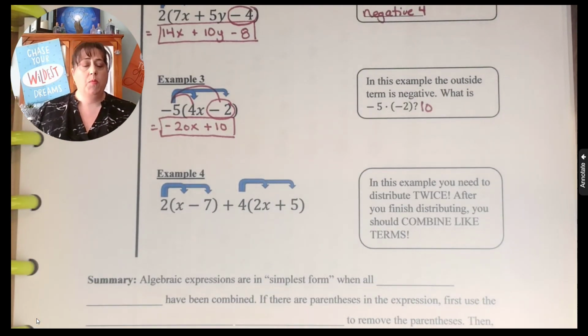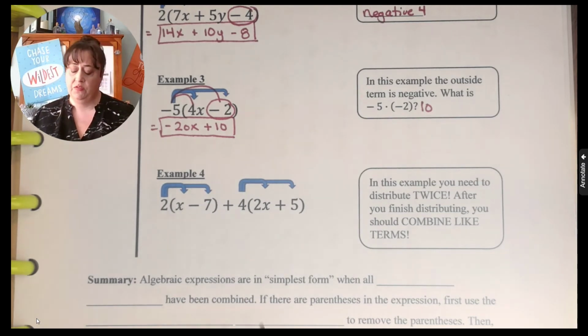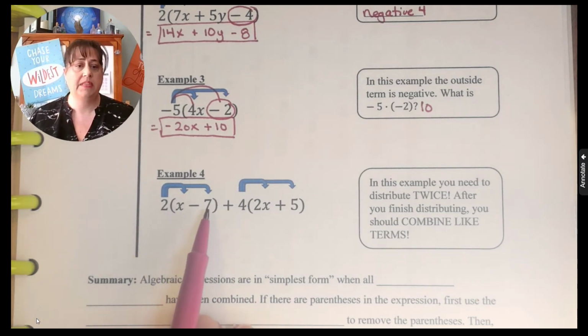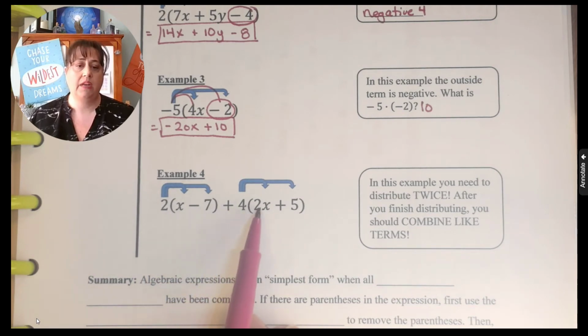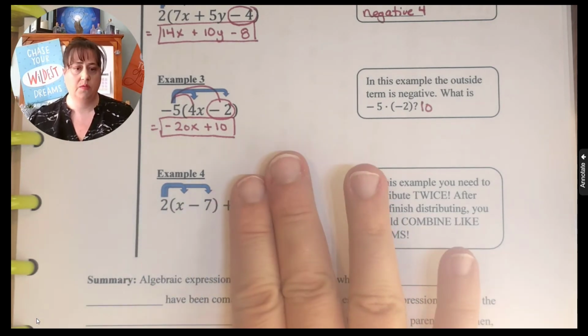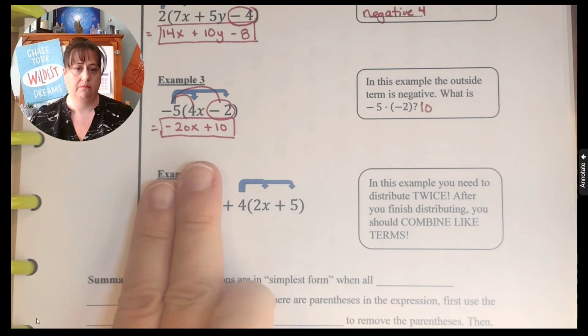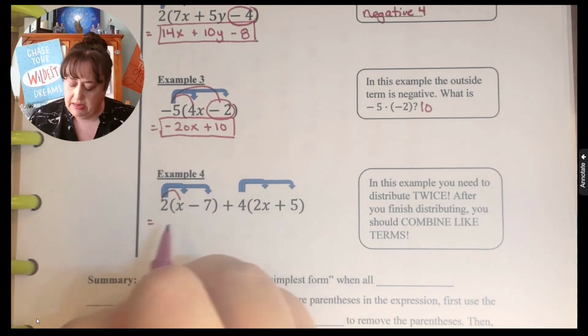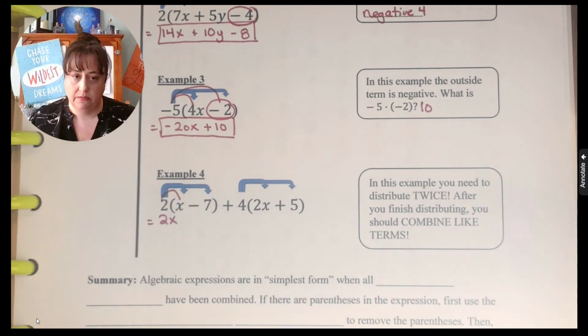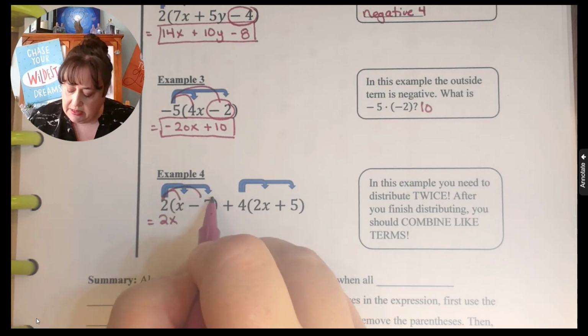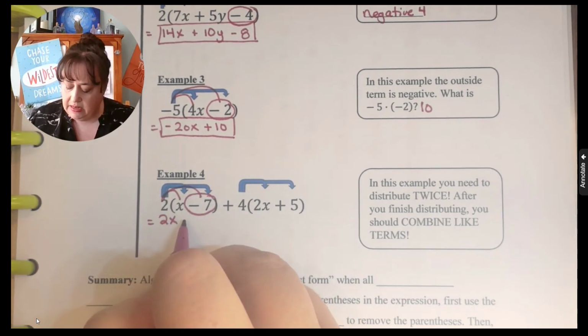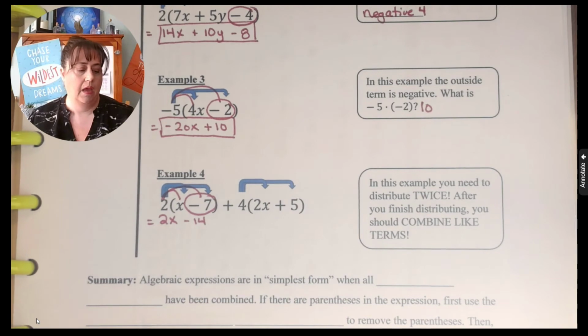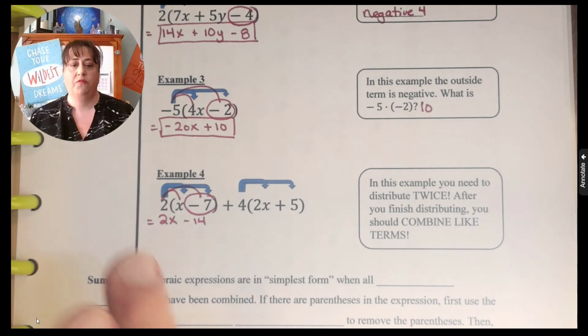In this last problem, we are going to have to do the distributive property twice. We have the first one, 2 times the quantity of x plus 7, plus 4 times the quantity of 2x plus 5. And so we just do this one, and then we do this one. So 2 times x is 2x. And then this is 2 times a negative 7, which is a negative 14. And then we have a 4.